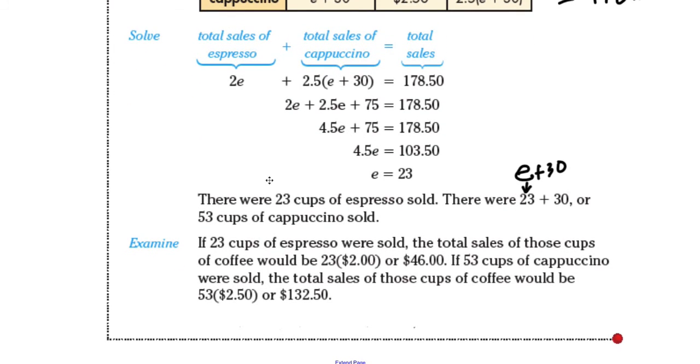If 23 cups of espresso were sold, the total sales of those cups of coffee would be 23 times $2, or $46. If 53 cups of cappuccino were sold, the total sales of those cups of coffee, using a calculator of course, would be $132.50. And finally, if we add those two amounts together, we end up with $178.50. Okay, and the solution is correct.